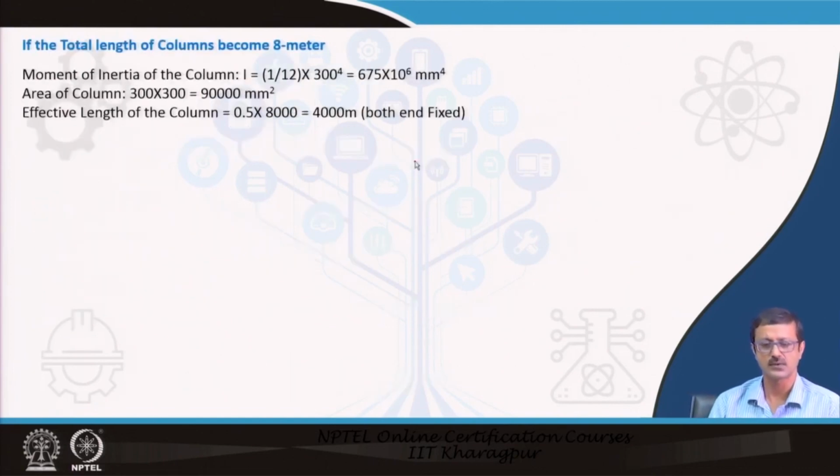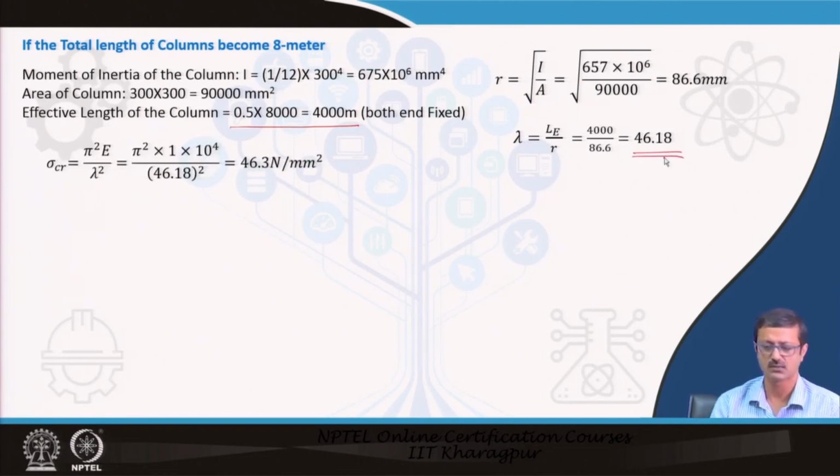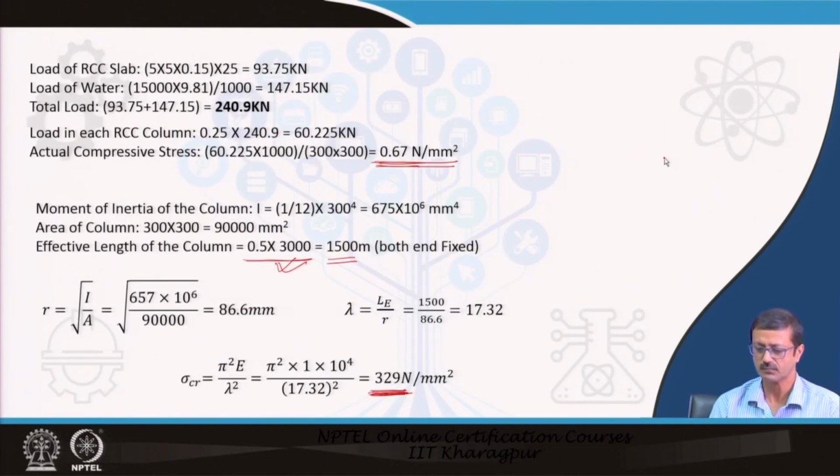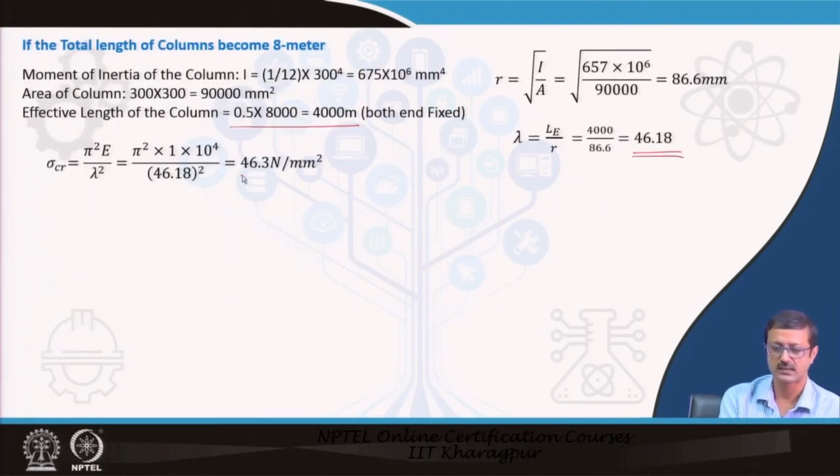Now next, suppose this particular column length is 8 meter, not 3 meter, then how much is the critical stress? The only change is the length. So I found out everything over here, and then the lambda is changing. Lambda initially was something like 17, now it is 46. So the critical stress becomes 46.3. It was 300 something for 3 meter, and for 8 meter it is 46. That makes sense.